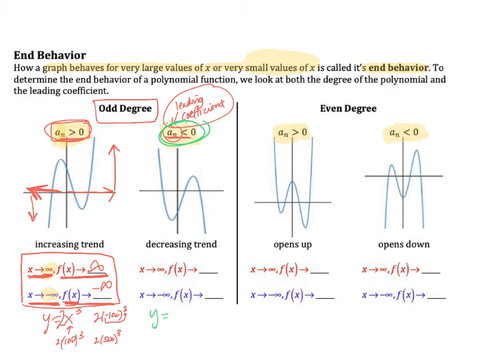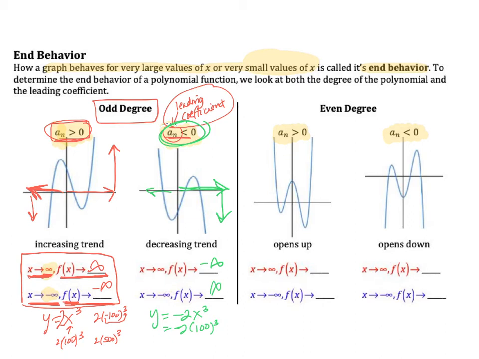So if my leading coefficient was negative 2x cubed, well, the exact opposite's going to happen. Because when I put in a positive 100, it stays positive, but I'm multiplying it by a negative 2. So now as we put in bigger positive x values, the y values get smaller or go to negative infinity. If you put in negative x values, those y values go to positive infinity.